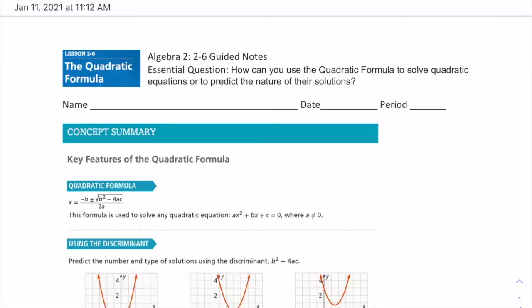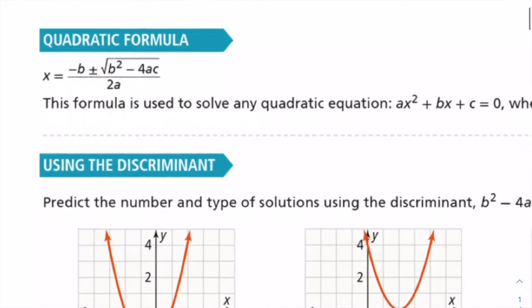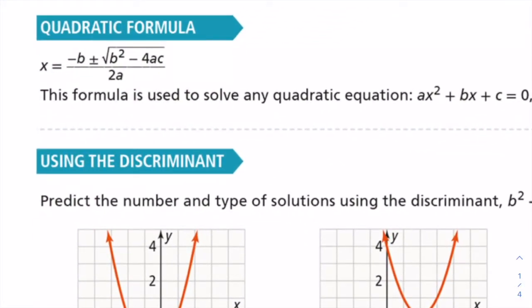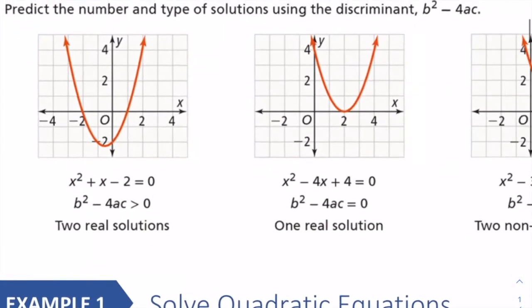Welcome back. Today we're going to look at the quadratic formula. You probably already have seen it before, but it is one of the ways to solve quadratic equations. The quadratic formula actually comes from completing the square. And here it is: x equals negative b plus or minus the square root of b squared minus 4ac, all over 2a.